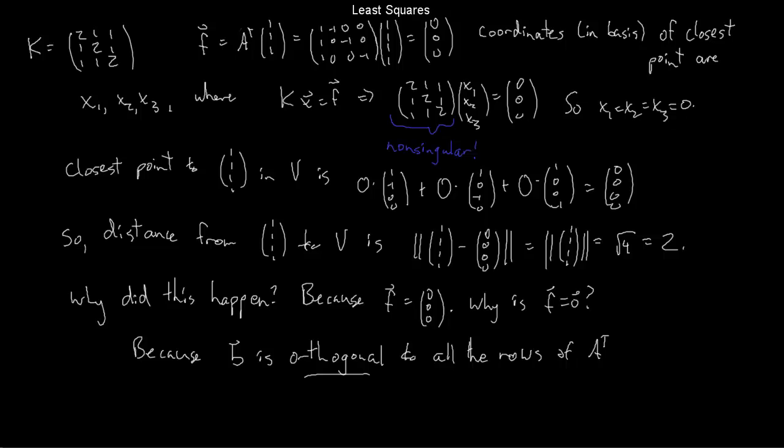So if B was orthogonal to each row of A transpose, which is really just a column of A, which is really just a basis vector in V, if B is orthogonal to all of those, then B is orthogonal to the whole space. And so there's no way to project B onto V besides, the projection of that is 0. So B is orthogonal to the basis we chose for V.